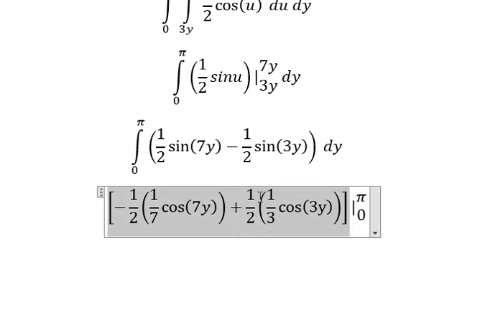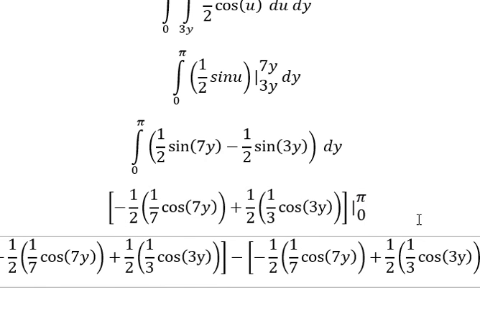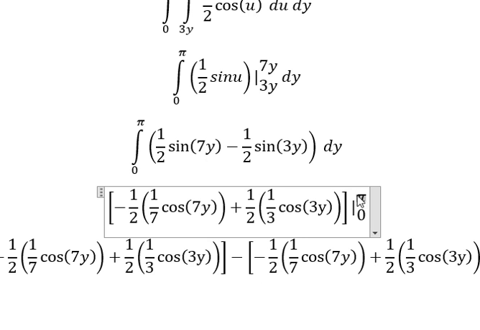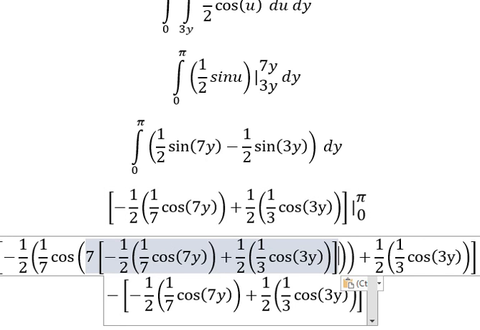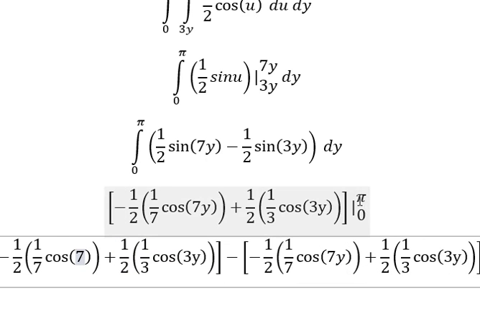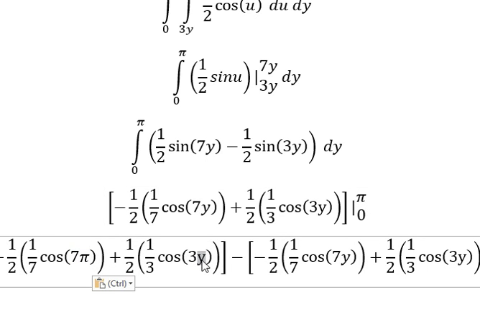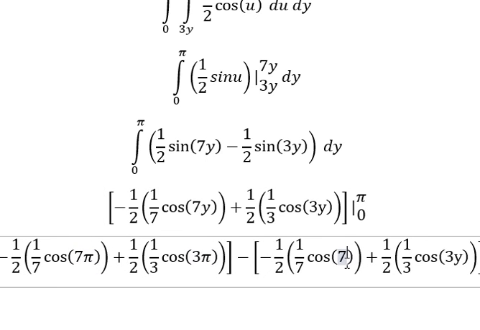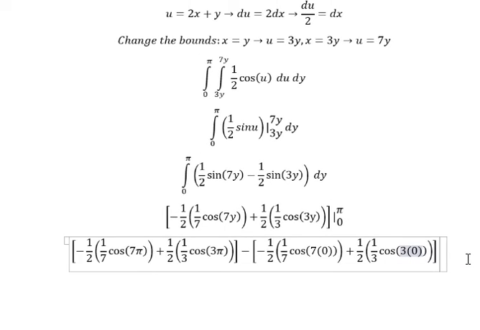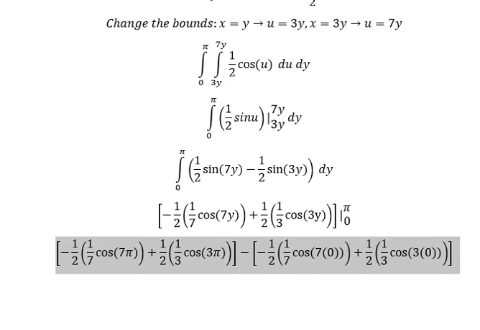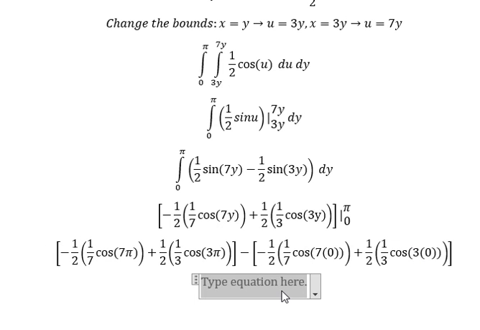And now we have the final answer. So we calculate this one, and we have negative 4 over 21.